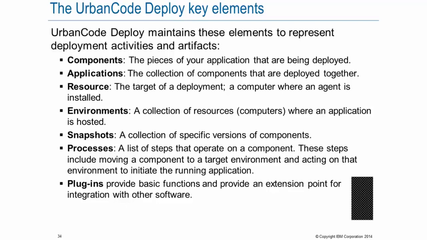Then you have your resources, which are the targets for deployment. And there's an agent on each host machine. You can have multiple targets on the same box, and that's exactly how we're setting up the lab. We have 2 different resource targets on one box, one for the SIT environment and one for the UAT environment. The environment is basically a collection of resources or computers that the application is going to be on. And then we'll talk about snapshots in a minute, but a snapshot is a collection of specific versions of components that you want to deploy.